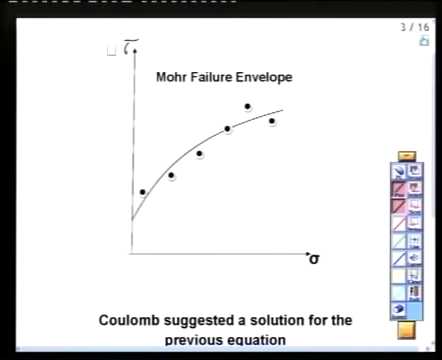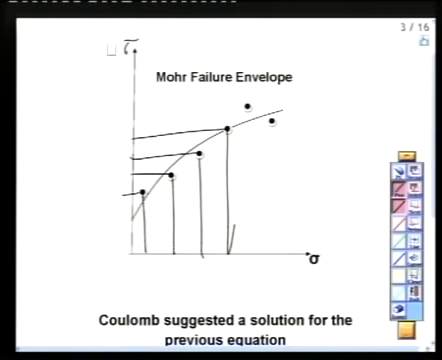He did some experiments and found these points. As you see, every point has a relation between sigma and tau, normal and shear. So he tried to make some kind of best fitted line, and it appeared to be like a curve, as you see. So we call this curve the Mohr failure envelope. This is a curve.